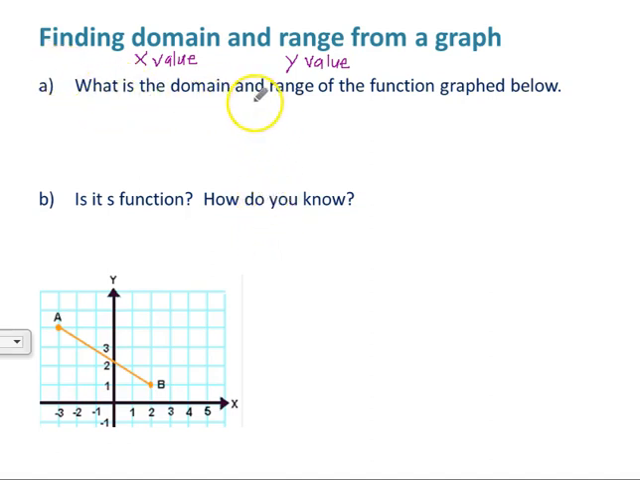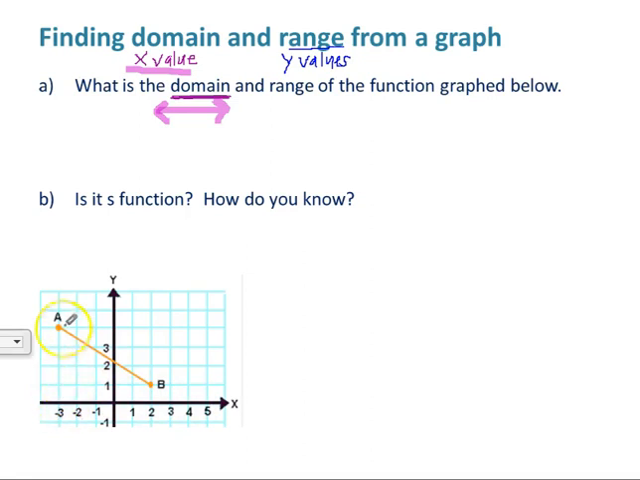So first it says, what is the domain and range of the function graph below? Let's focus on the domain first, our possible x values. So right here we've got a graph of a function. It goes from here to here. And the domain, again, is our possible x values. And remember, the x values tell us our horizontal. It tells us to go left or right when we're on the coordinate plane. So what can our possible x values be?